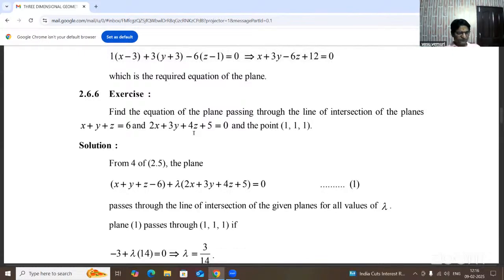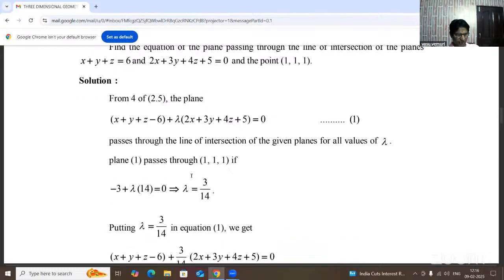Now, that is the first equation. For the given planes, you have to write the intersection of the planes as S1 plus lambda S2 equal to 0. Since the first equation is passing through the point 1, 1, 1, replacing x, y, z by 1, 1, 1, after the simplification we are getting the lambda value as 3 by 14. This value we substitute in the first equation.